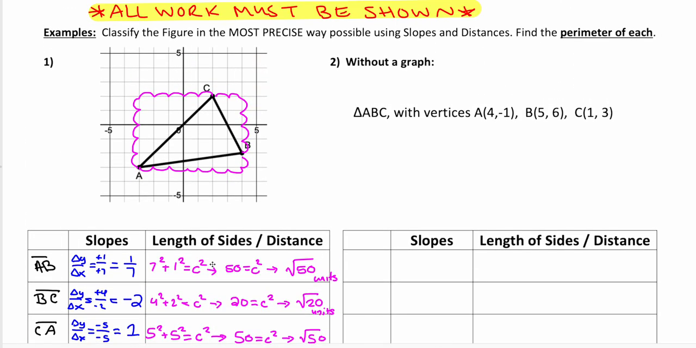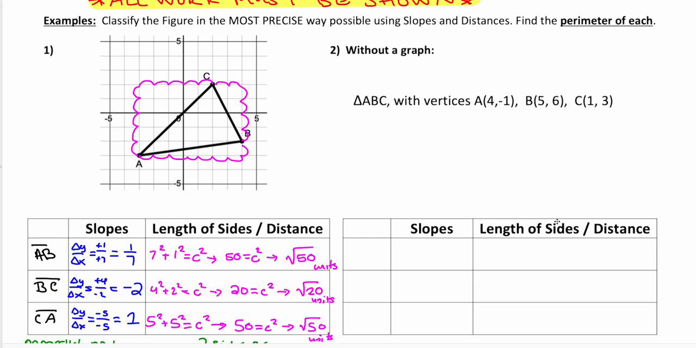This next problem, same thing, it's the same triangle, but it's without a graph. So we're still going to be finding our slopes and our distances, but we're going to be doing it without a graph. We're going to have to see how to do the change in y, change in x, our length of a, our length of b, to be able to find our slopes and distances.